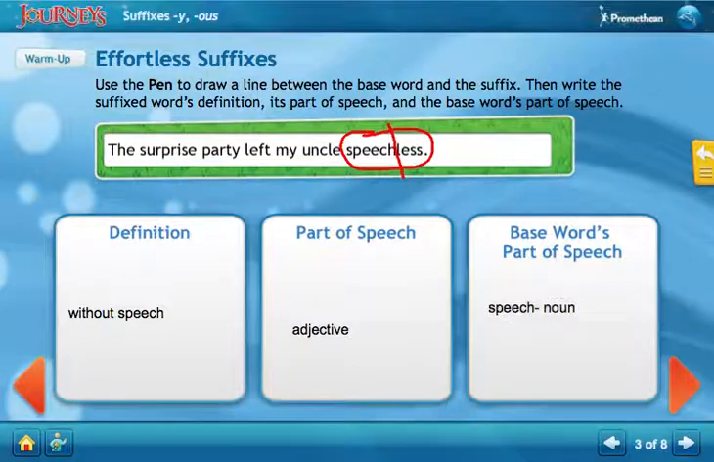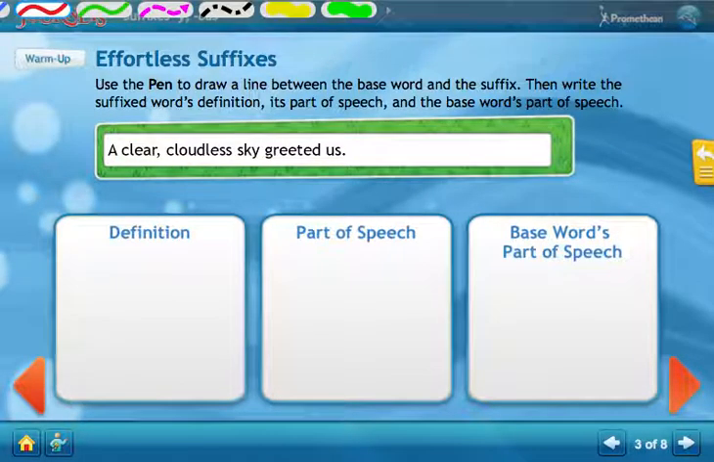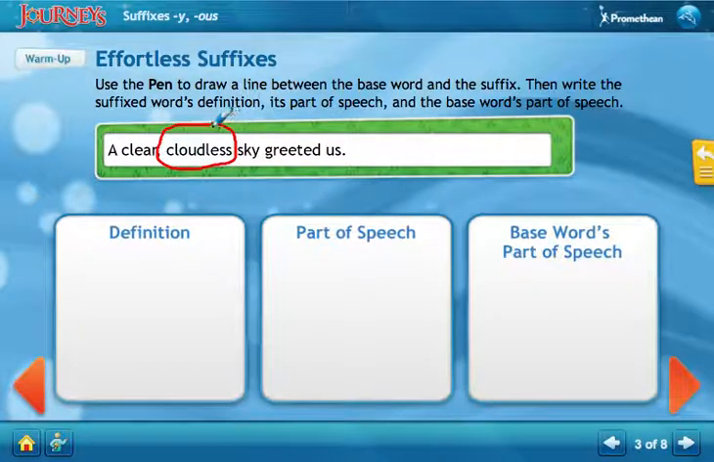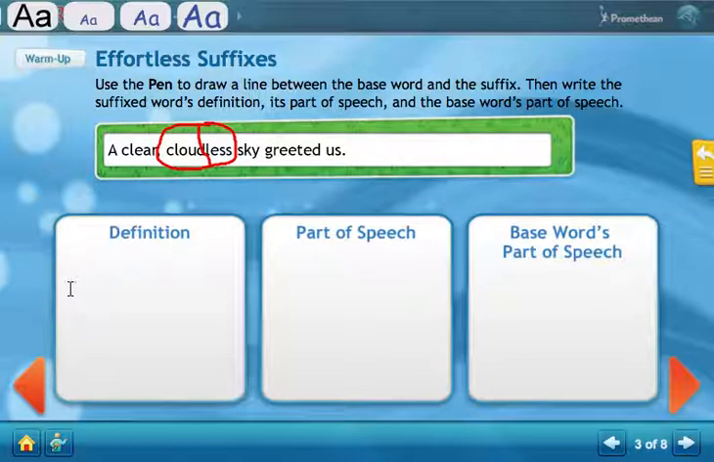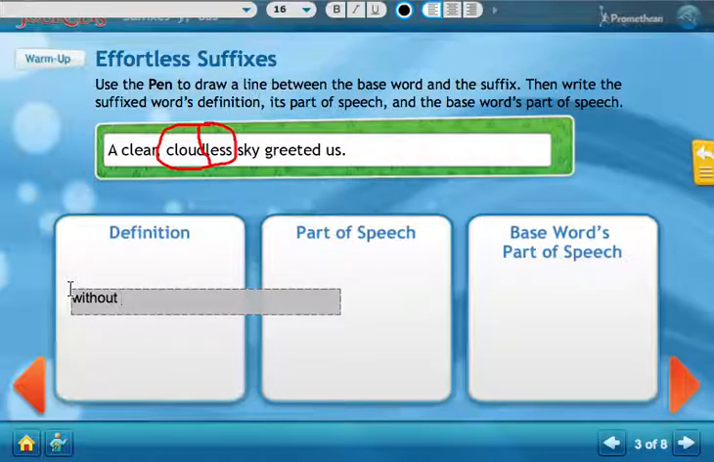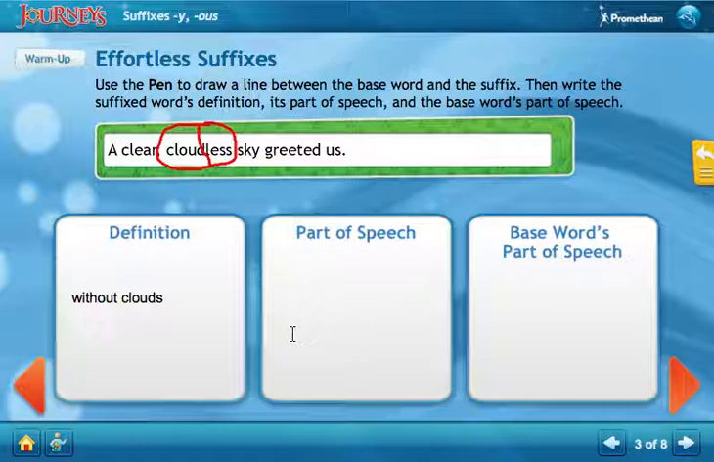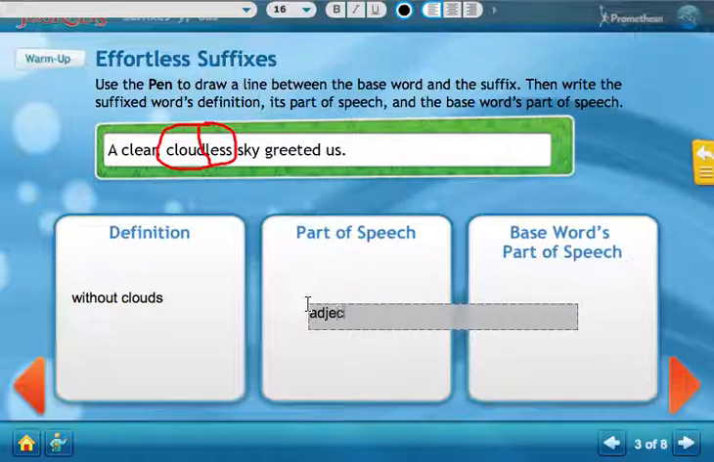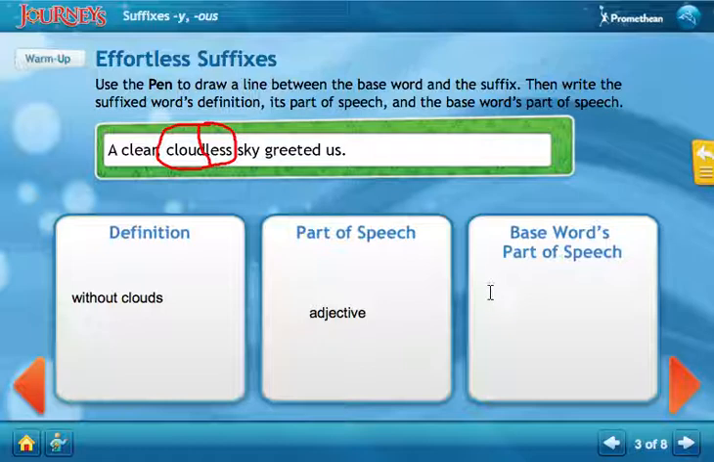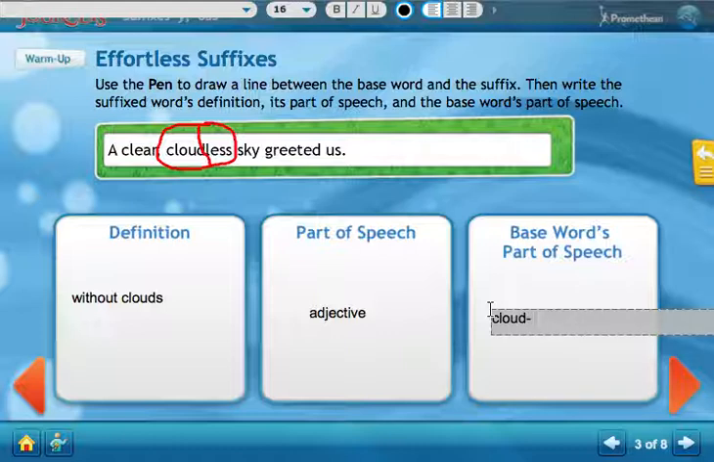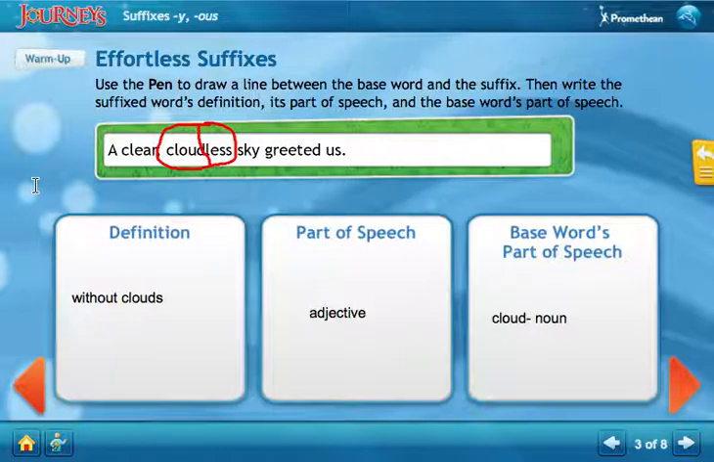I think we have one more of these activities before moving on to our next activity. A clear, cloudless sky greeted us. Again, our word is cloudless, and cloud is our base word. The definition of cloudless means without clouds. The part of speech, again, is an adjective. Cloudless sky. Remember, an adjective describes a noun. In this case, cloudless is describing the sky. The base word in cloudless is cloud, which we know is a noun.